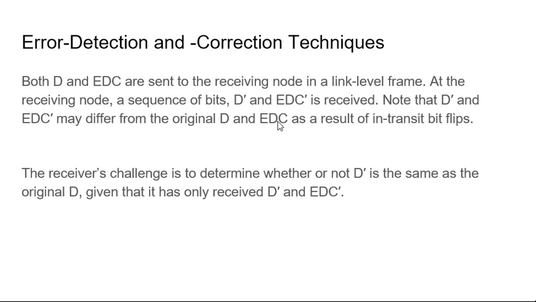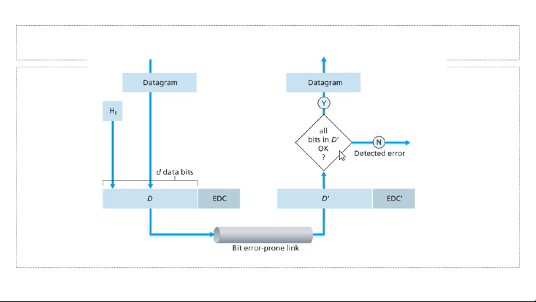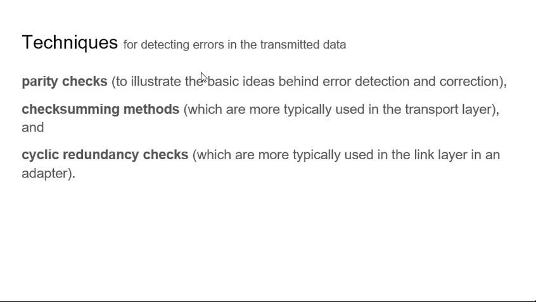Now EDC and EDC dash will help determine that. What it does is it uses D dash to calculate EDC again. It calculates EDC, and now it matches EDC and EDC dash. If it's the same, then there is no error. Now there are three techniques that we are going to discuss today. First is Parity, second is Checksum, and third is CRC. Fourth is Hamming code, and we are going to discuss Hamming code in the next class.